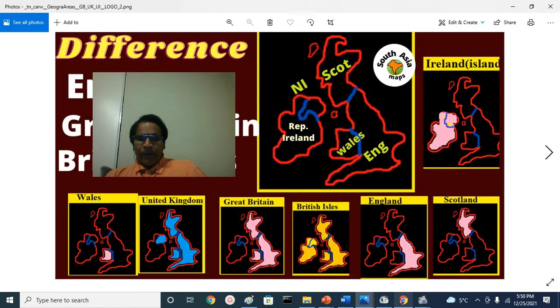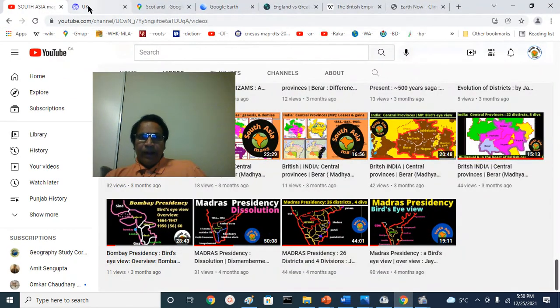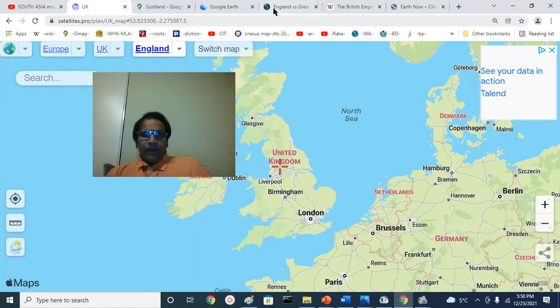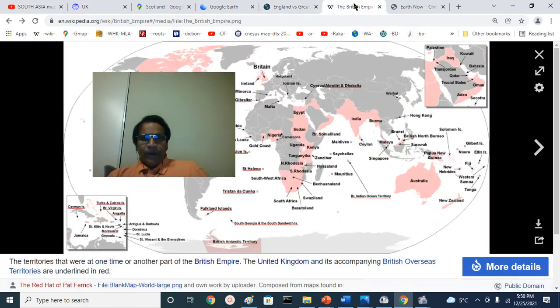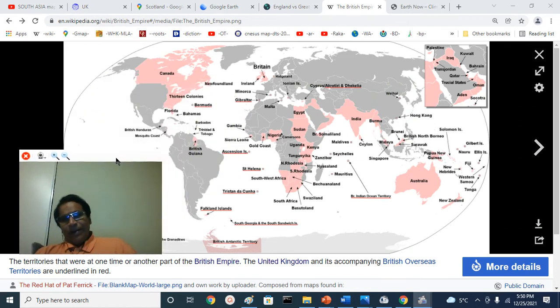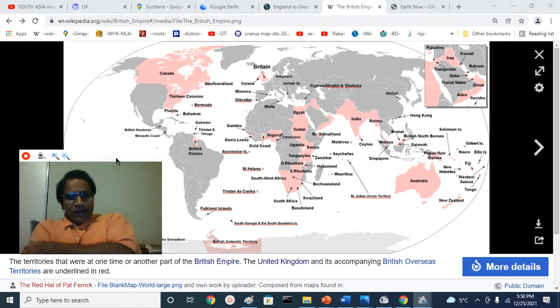We go back here, and this is the same thing we are looking at. See, why we have brought this topic is England. The term in India is Angrezi. That is, the English ruled India, but the English as such did not rule it. The English were part of England, that is one of the four countries.